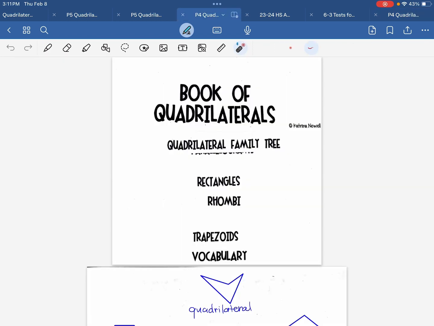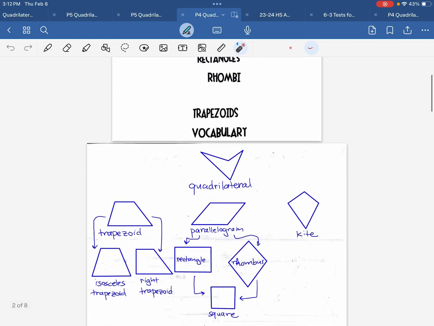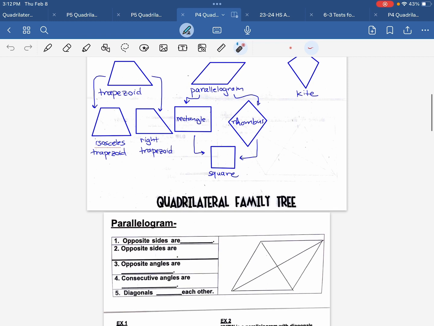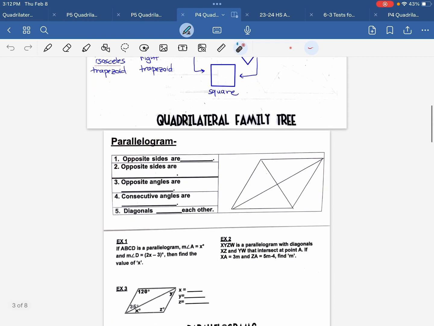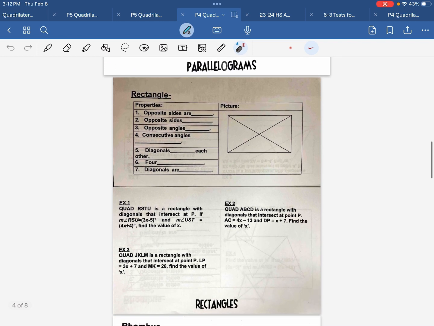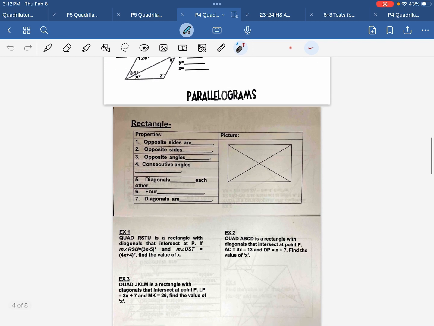All right, going over to our book of quadrilaterals. This is our next step in kind of introducing the next quadrilateral. So just kind of bypassing all the pages we've already talked about. We talked about the quadrilateral family tree. I guess I forgot to do this page with one of my classes, but we'll eventually get there. But let's talk about this rectangle.